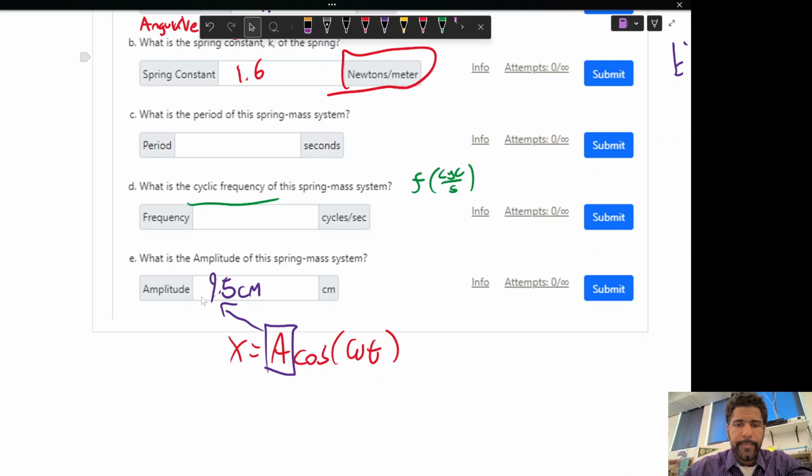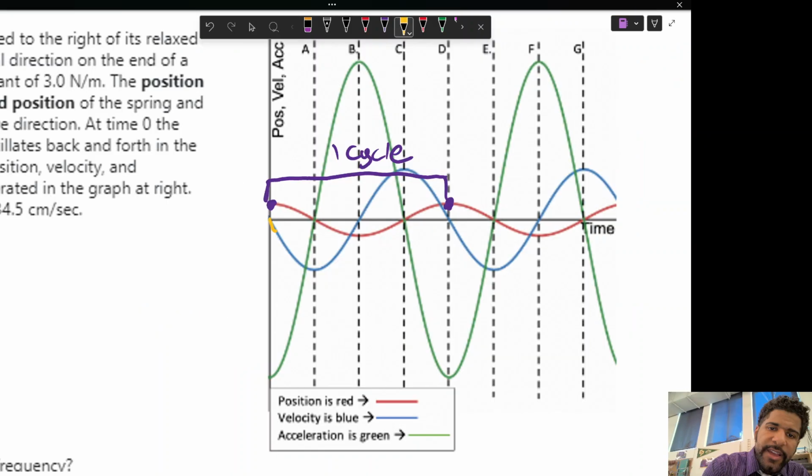Second type of problem that you'll see on Physics Classroom is dealing with these graphs. They give you in red a position versus time graph, in blue a velocity versus time graph, and in green an acceleration versus time graph. This is consistent with the rule maker that we saw, where at the extreme is where we release this system. So that's where it's going to start from.